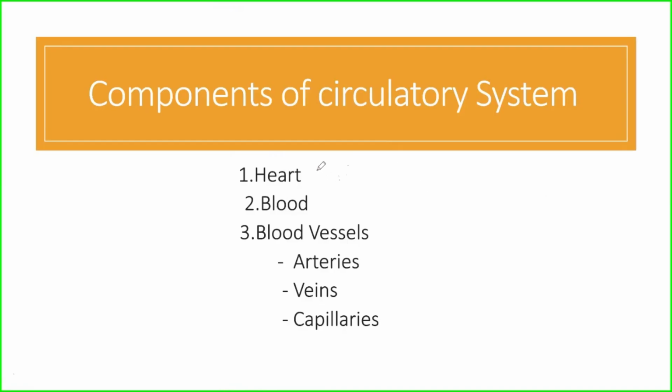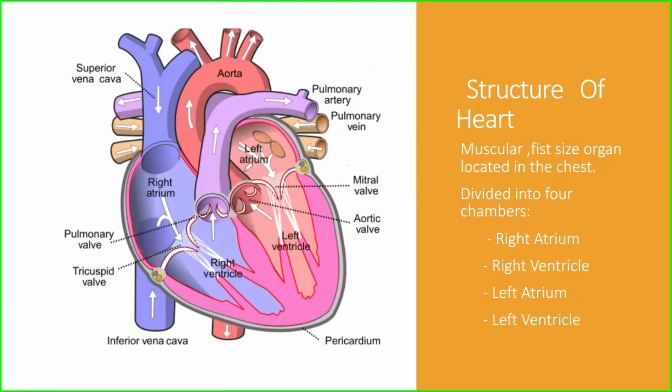Components of the circulatory system are blood and blood vessels. Blood vessels are of three types: arteries, veins, and capillaries. Here is the structure of the heart. The heart is a muscular, fist-sized organ located in the chest.